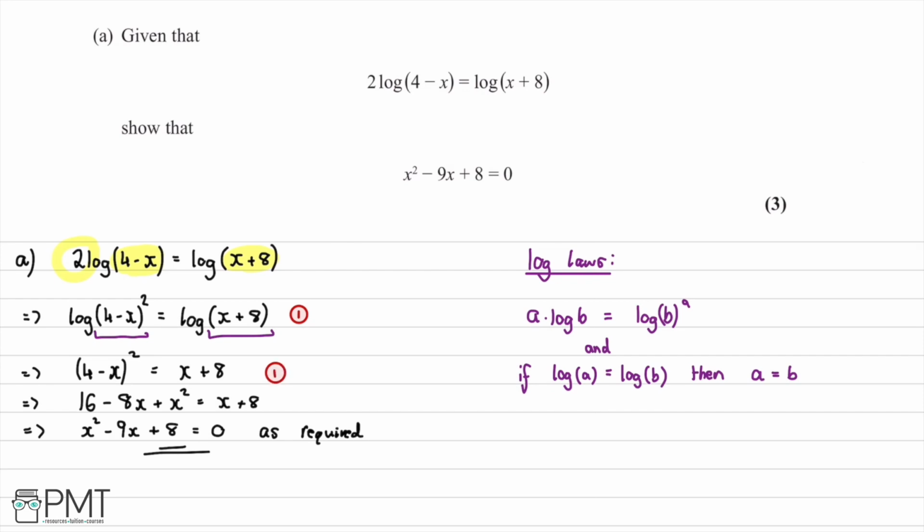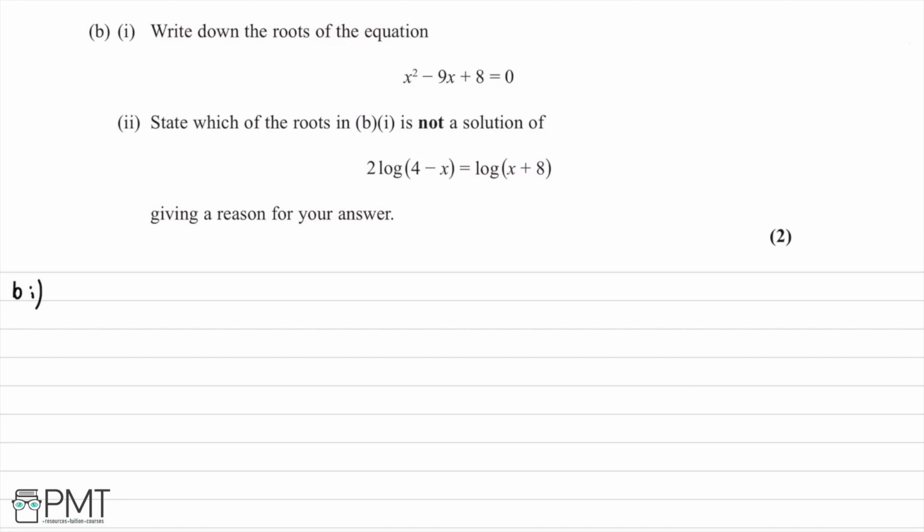We received our second mark, and we then receive our third and final mark for concluding with the correct answer. And how did we do that? We did that by expanding our brackets and rearranging, and then that left us with the required answer. So now in part B of the question, we're going to look at the first part.